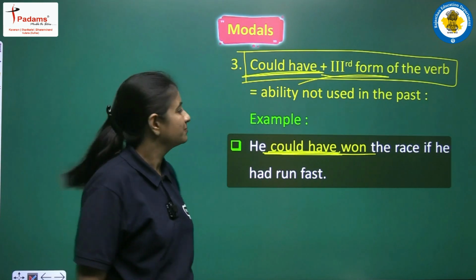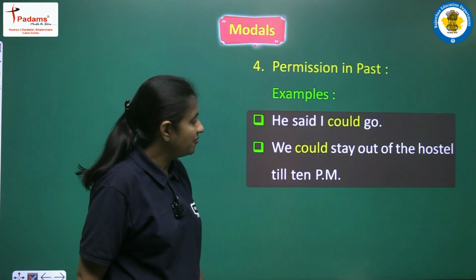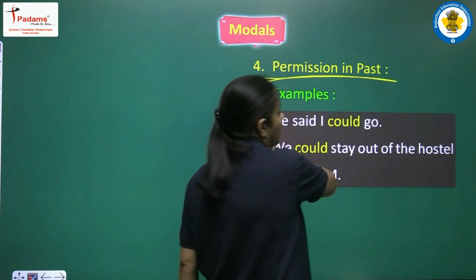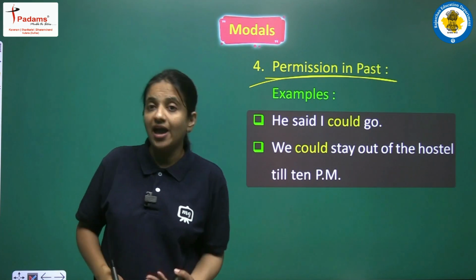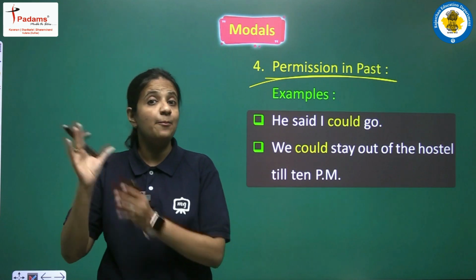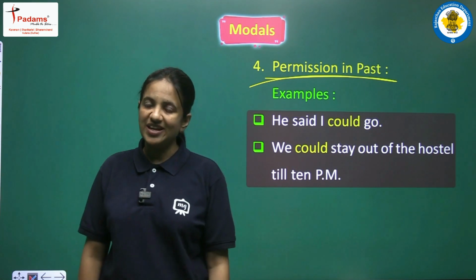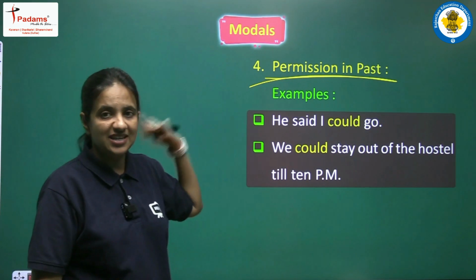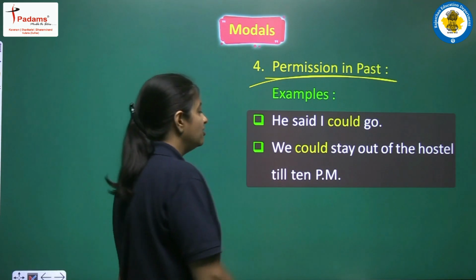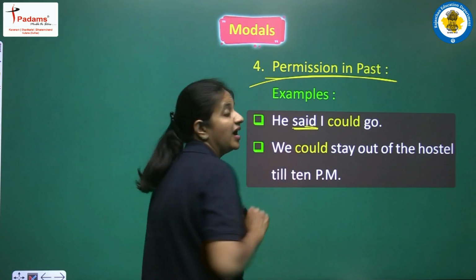Next we are having that could is used for permissions in the past. So whenever we are trying to ask for permission, that too in the past time, then yes, we can use could in a sentence. Let's see the examples. He said, I could go. So here we are having said, that is past tense.